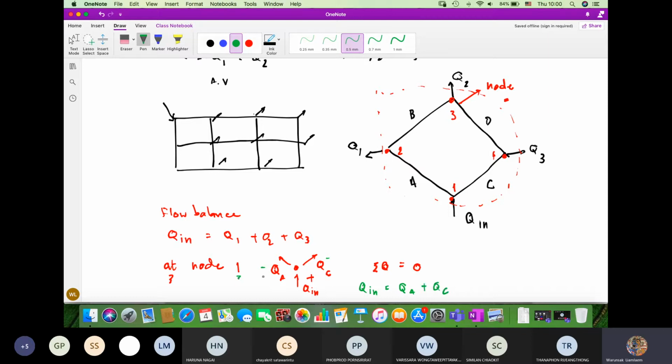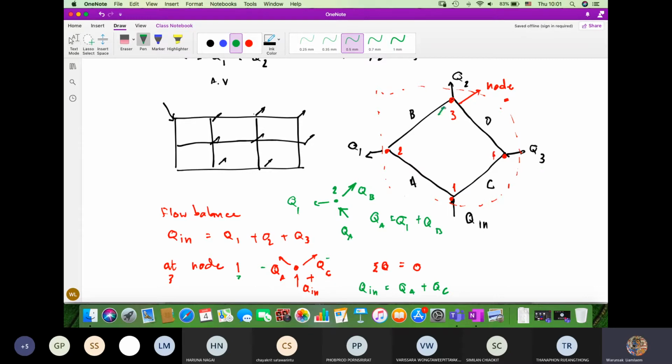So this is at node number 1, and at node number 2, this is the QA, and this one is Q1. For pipe B, I assume the flow rate along pipe B will move from node number 2 to node number 3. So these are the directions of the flow. According to node number 2, we can say QA is equal to Q1 plus QB, like this.